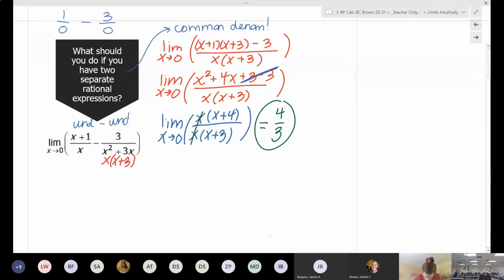Some conceptual things I want to remind you of. Remember that when we cancel, that is technically a hole. So one thing we know about this graph, because it does have a limit that exists, is there is a hole in the graph, and that hole is at the x coordinate of 0 and the y coordinate of 4/3.